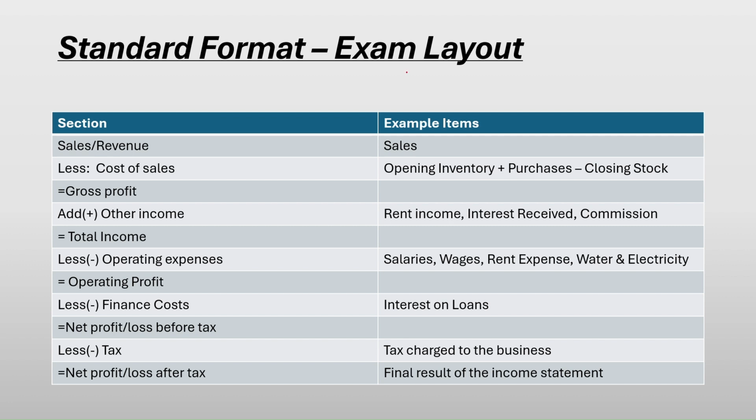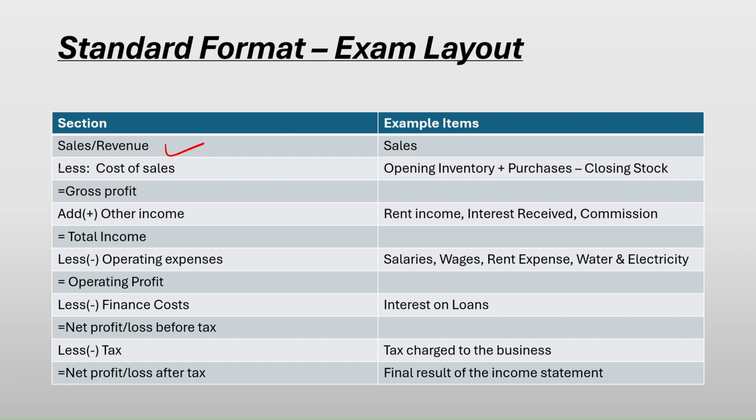Now I want us to look at the standard format, the exam layout. Remember that the layout of how you write your work is very important when it comes to accounting. The first thing we have is sales and revenue. At university they call it revenue, but in grade 12 we'll just stick to sales. As you can see with the example items, it's just sales. Sales is the money that we made from our services or from selling the products that we sell as a company.